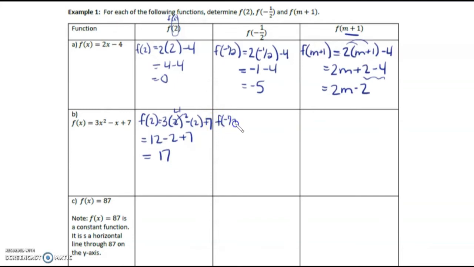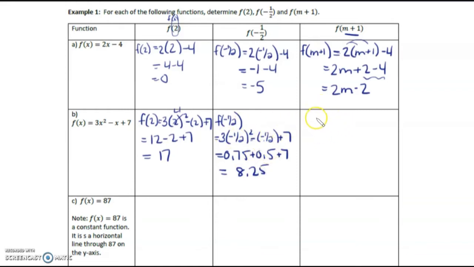Now, f at negative 1/2, and I'm actually going to write it down here, just so I have a little bit more room. 3 times negative 1/2 squared minus negative 1/2 plus 7. Negative 0.5 squared is 0.25, and then we multiply it by 3, so 0.75. Negative negative gives us a positive, so we get 8.25.